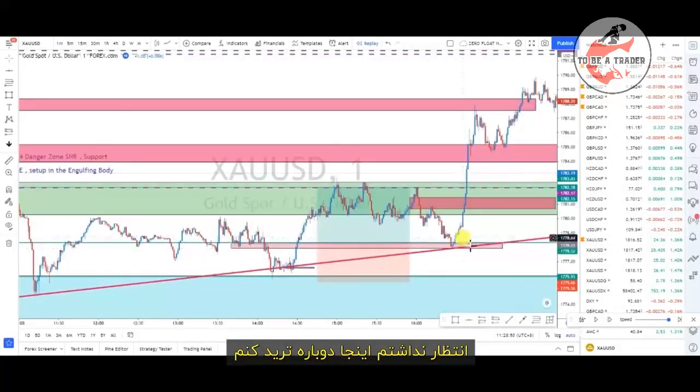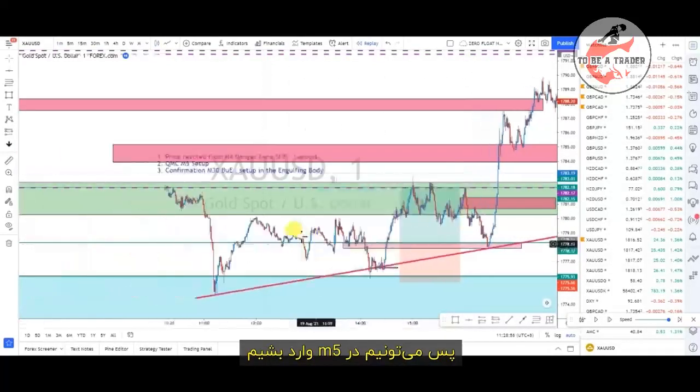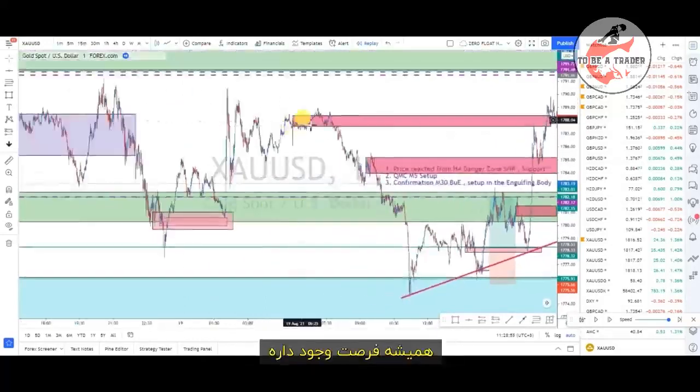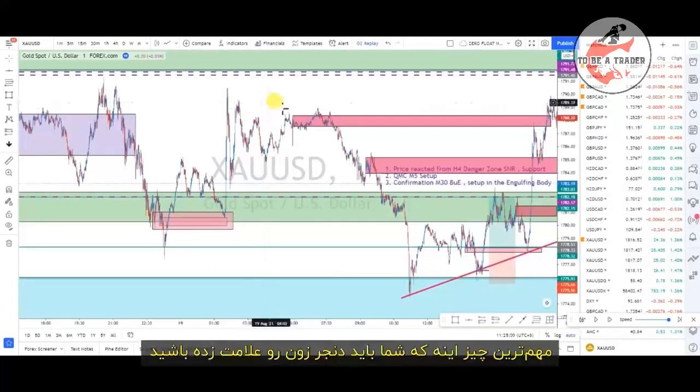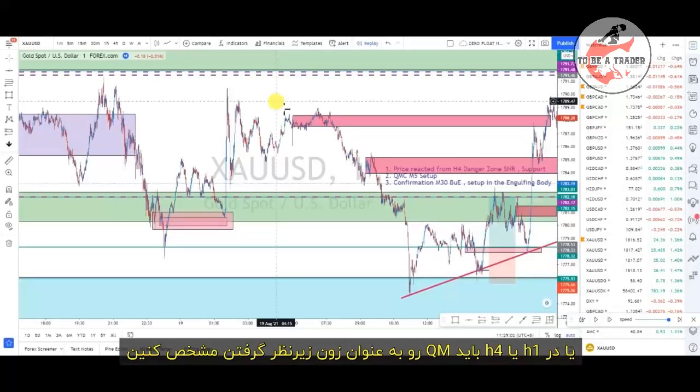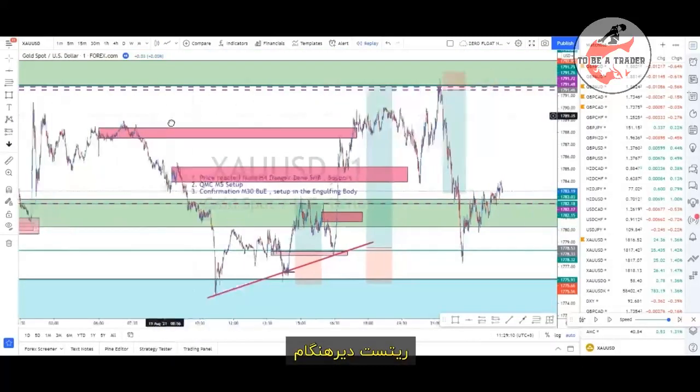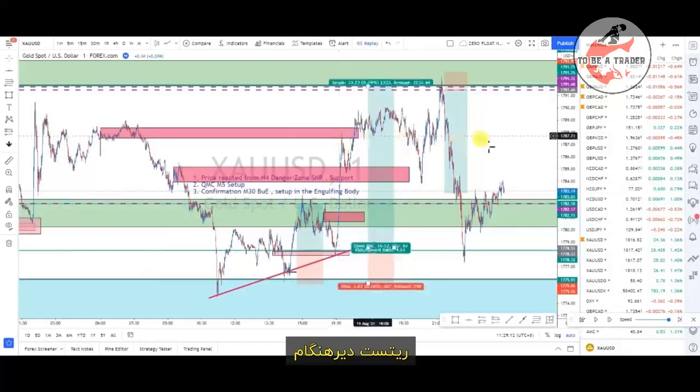I didn't anticipate to trade here again, but here the price doesn't come back and it just went up straight. So it's okay, on the M5 we can enter. So there are always opportunities, guys. Most important part is that you must have your danger zone marking, or we can mark on the QM H1, QM H4, as your monitoring zone. Let it retest, and basically it's just like that.